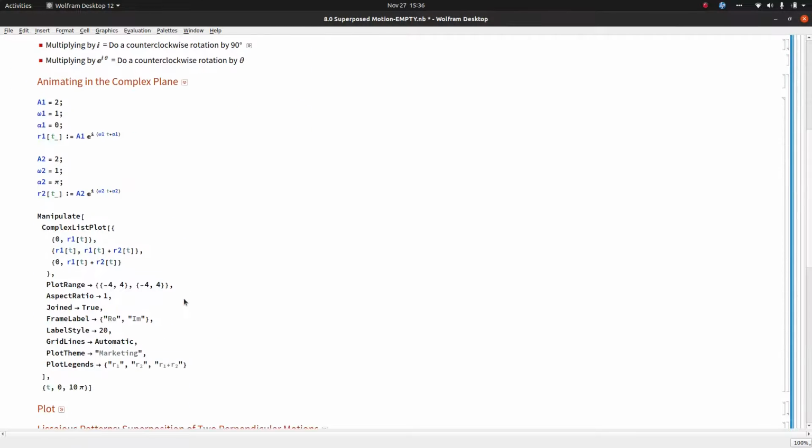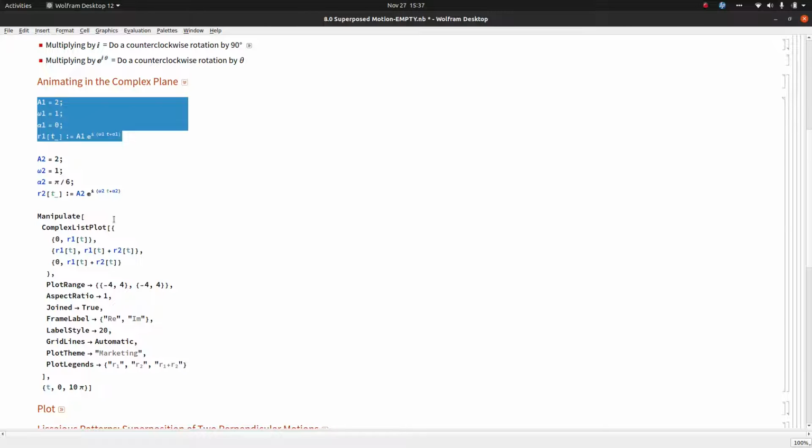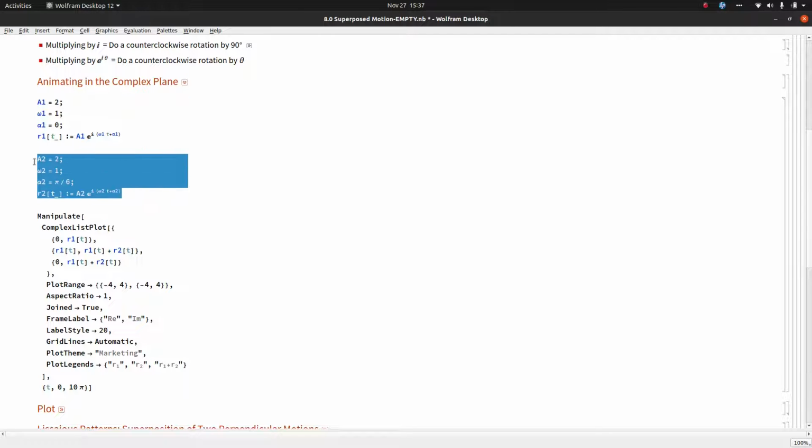I've taken the liberty of writing this code out already. So if you would like to, please go ahead and pause the video now, and you can copy this code into your workbook, into your notebook. And the two harmonic motions we're going to superpose are this one and this one.